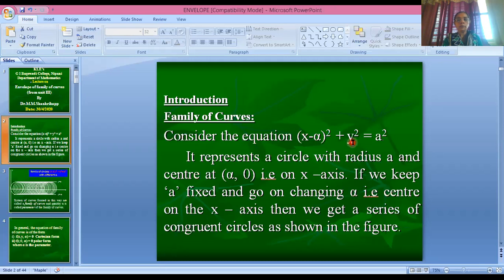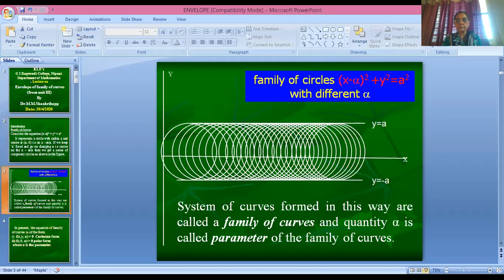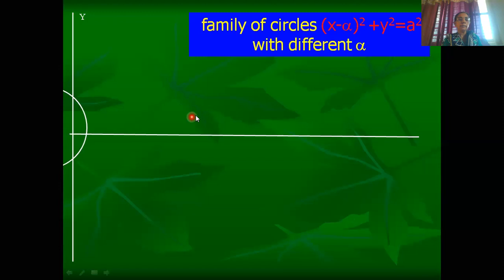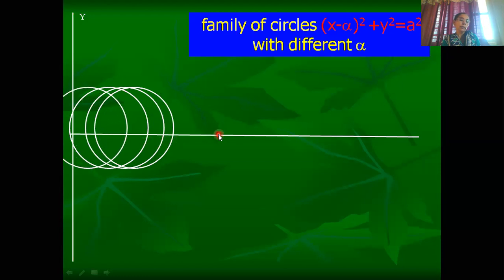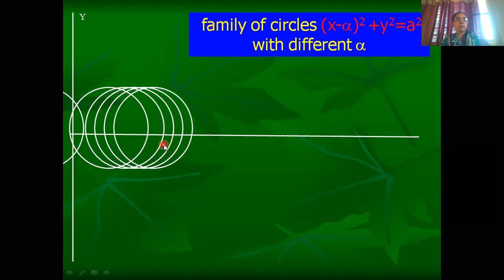I will show it. This is the first circle with the center (alpha 1, 0). Second is with the center (alpha 2, 0). Third one is with the center (alpha 3, 0). And the fourth one is with the center (alpha 4, 0) and so on. In this way, if you get different circles with different values of alpha, the collection of such curves is called a family of curves, where alpha keeps changing, and that is called a parameter.